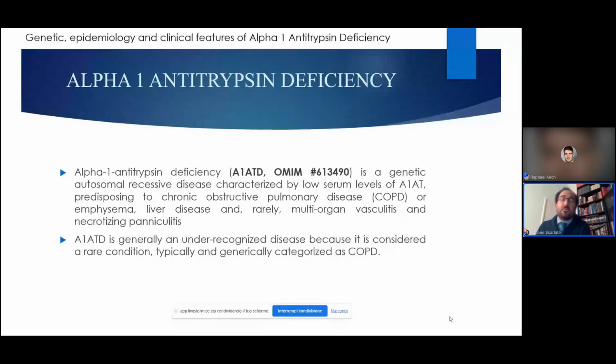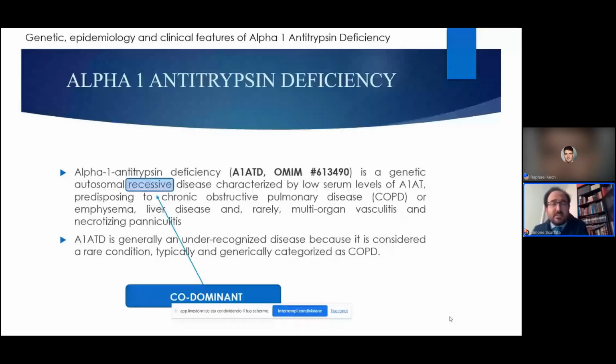It is important to highlight that we should define this disease not as a recessive one, but as a codominant one, since we are now aware that even intermediate deficiency or heterozygosis for mutation may carry some relevant clinical issues and clinical features. So we should better define this as a codominant disease. This is something that we should really keep in mind for the rest of the lecture.